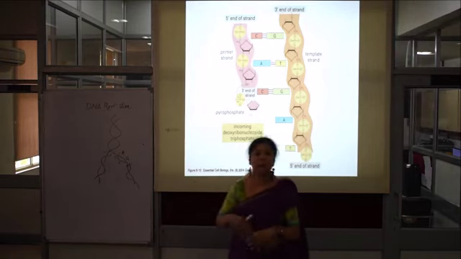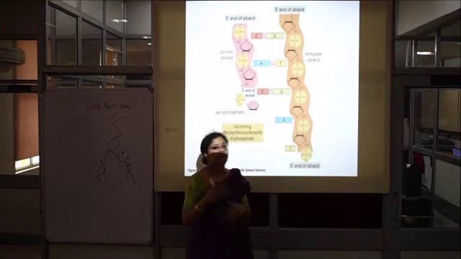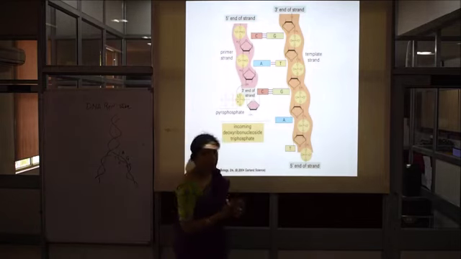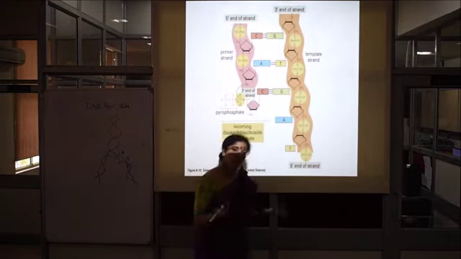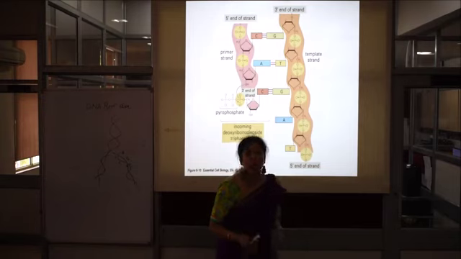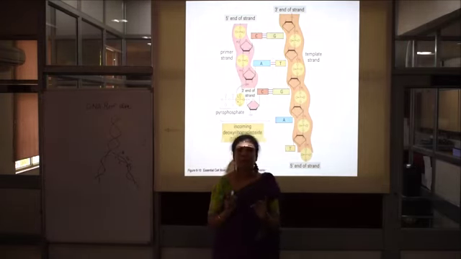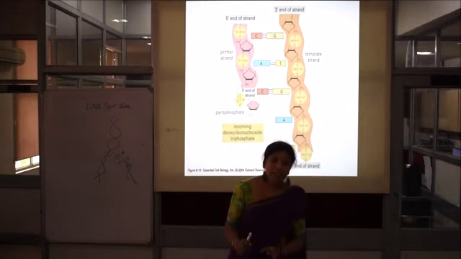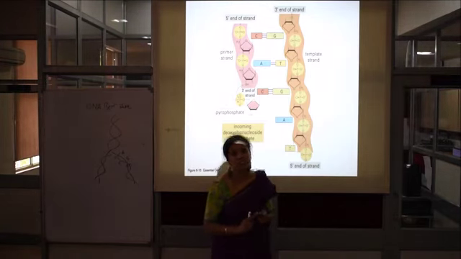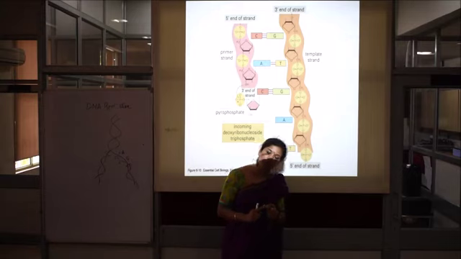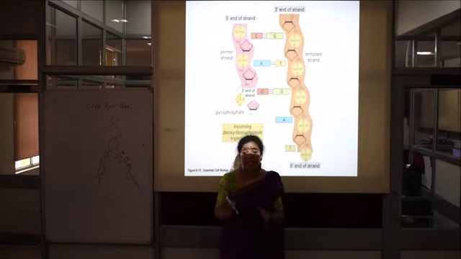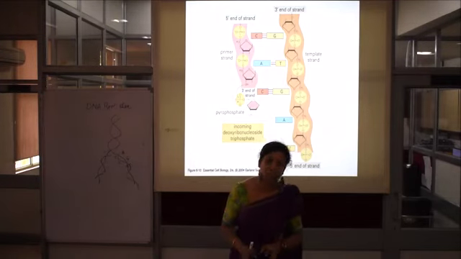It is not that any bases come haphazardly and form phosphodiester bonds with these nucleotides to synthesize the new daughter strand. Incorporation of even one nucleotide is very precisely checked, because any error in the genetic material is going to be transferred from one generation to the next. So the fidelity of DNA replication is very, very high, above 99%.